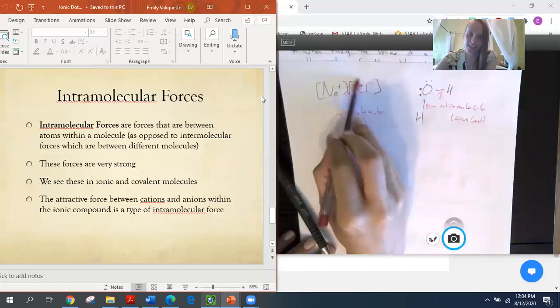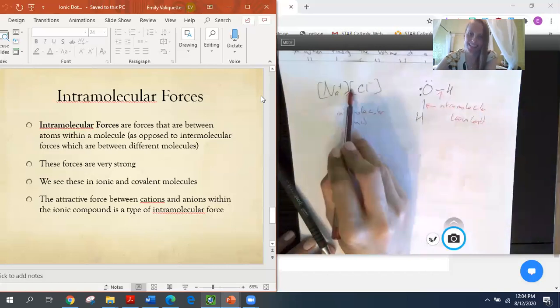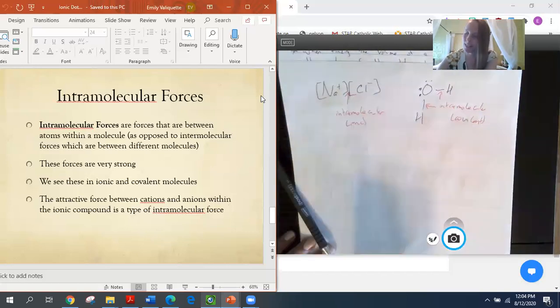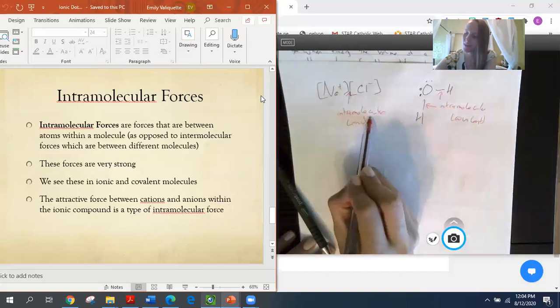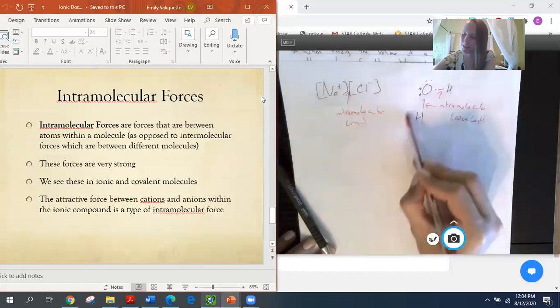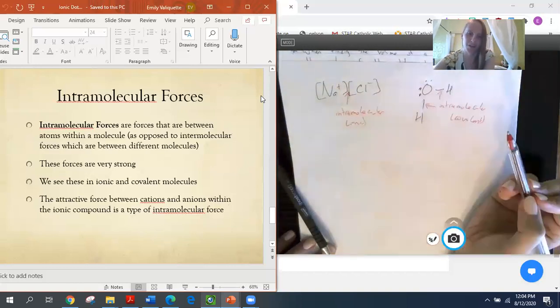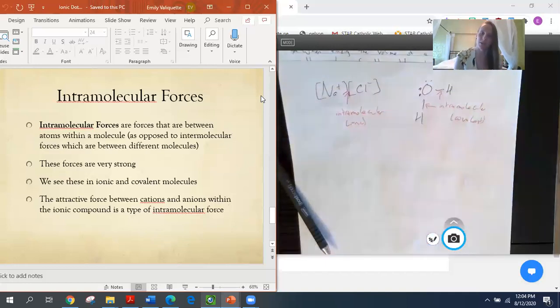But this is a molecule, this ionic bond is inside of the molecule, so it is intramolecular. This whole thing is a molecule. These bonds are inside of that molecule, so it is still intramolecular. You can also have something called intermolecular bonds, which we'll talk more about later. But those intermolecular bonds exist between two different molecules, not inside of a single molecule.